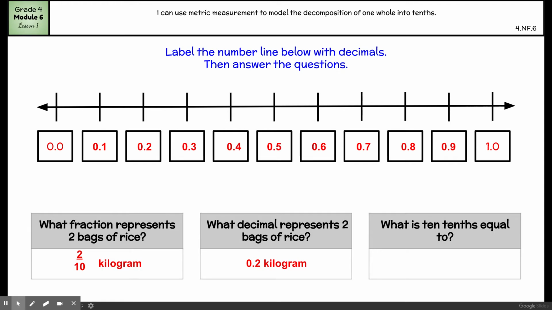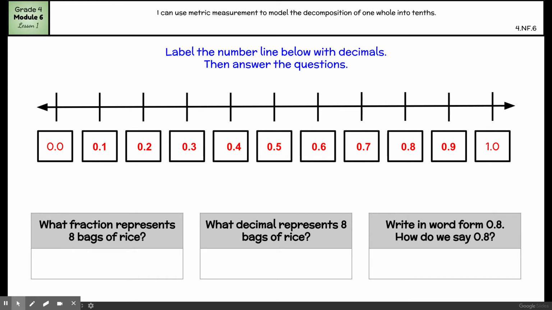And then the last question is, what is 10 tenths equal to? 10 tenths is equal to what? 1 and 0 tenths. Yeah, it looks like this. 1 and 0 tenths left over. All right, let's try these questions.